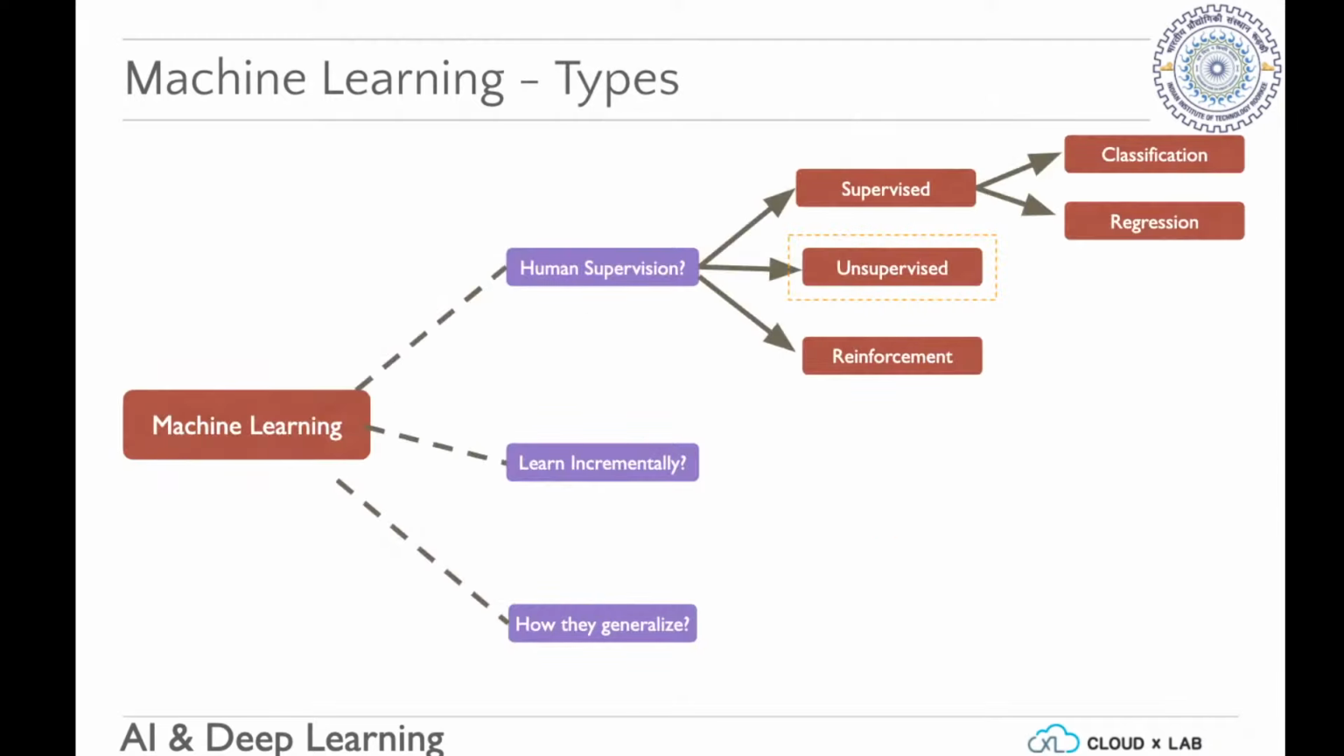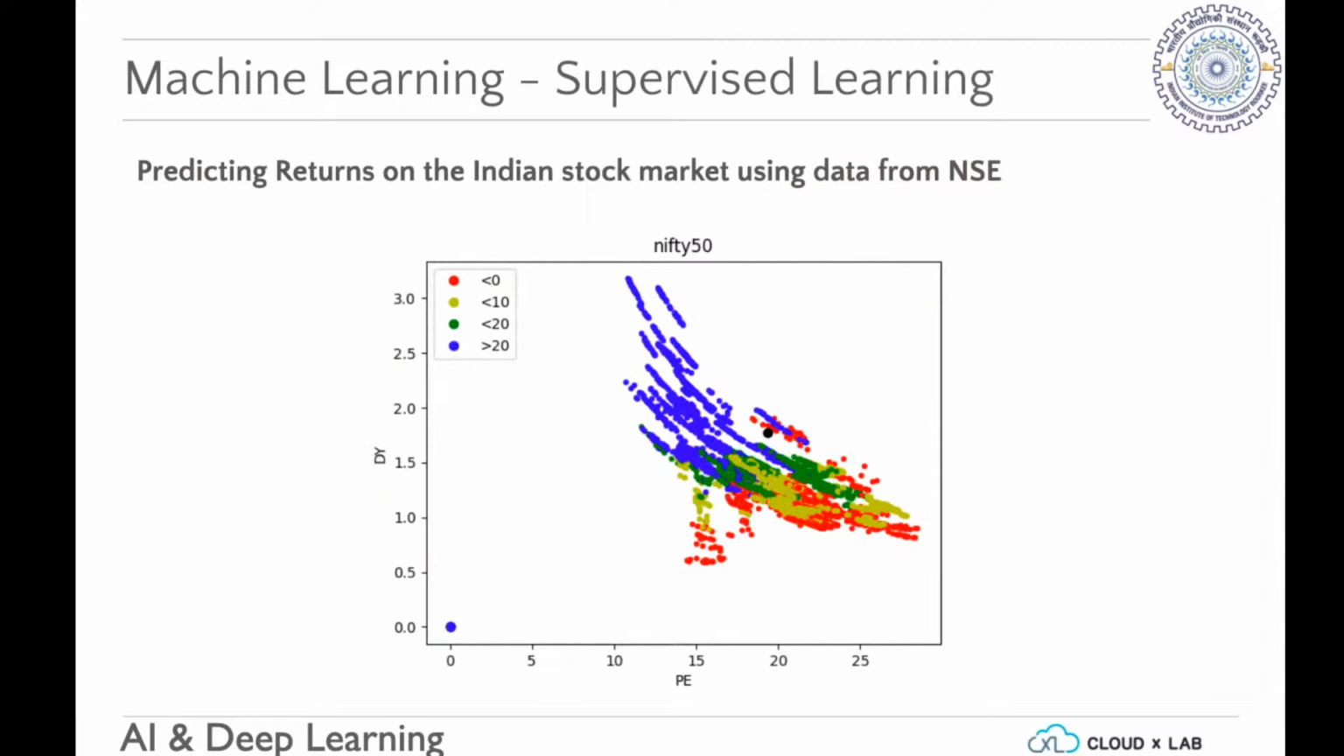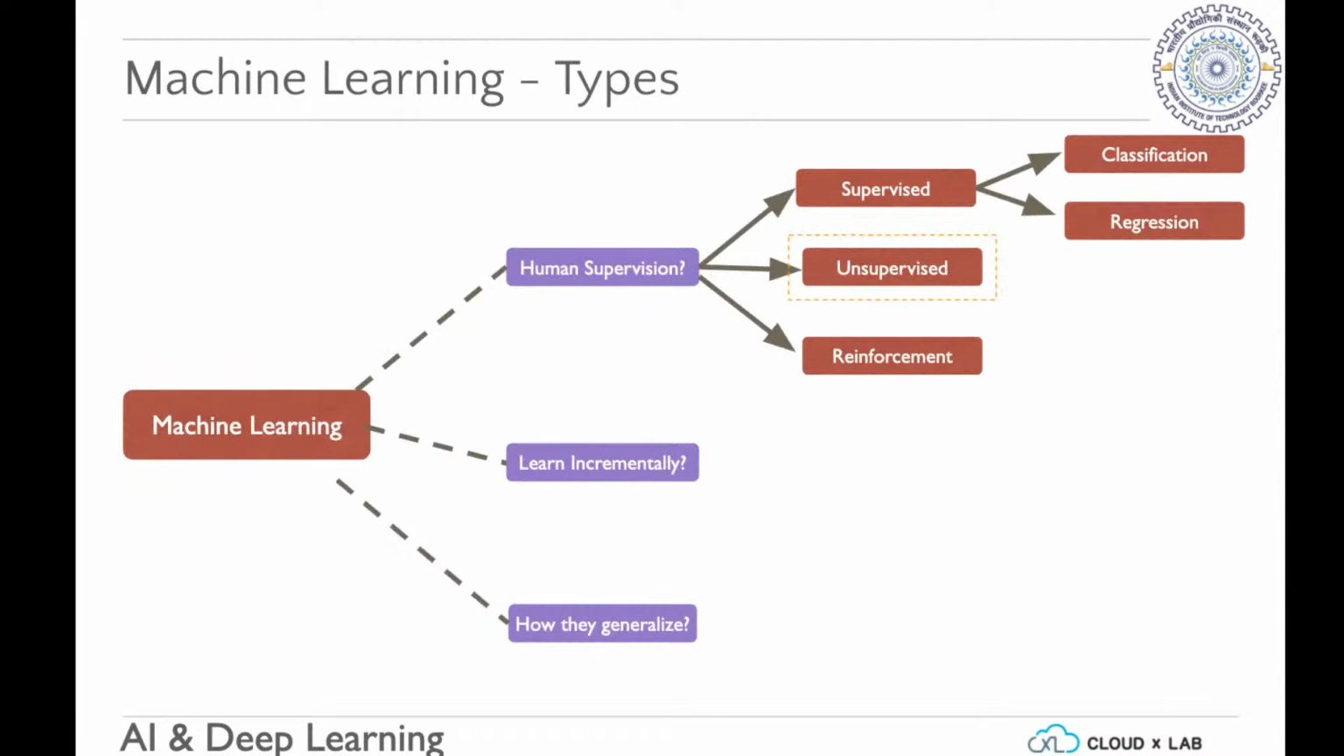So what I showed you today is an example of using machine learning in stock trading, or rather long-term stock investing. The next example we're going to talk about is unsupervised learning as opposed to supervised learning.